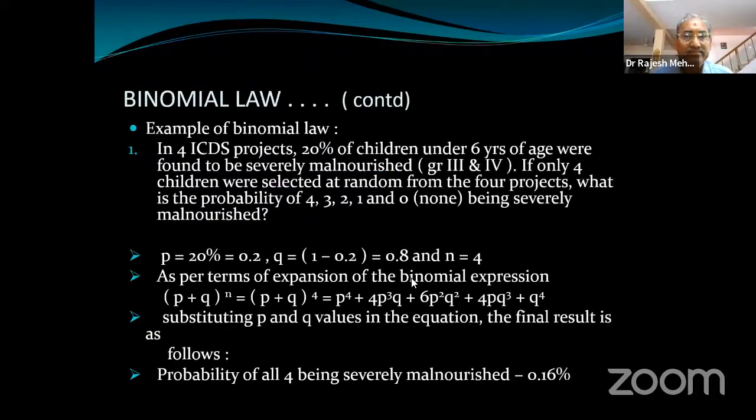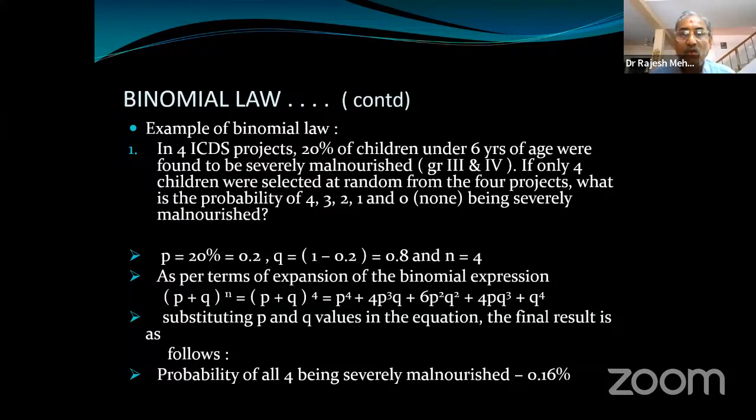So in this case, suppose in 4 ICDS projects, 20% of children under 6 years of age were found to be severely malnourished. The word is four projects, right? Grade 3 and 4 is considered the minors. If only four children were selected at random from the four projects, what is the probability of 4, 3, 2, 1, and 0 being severely malnourished?